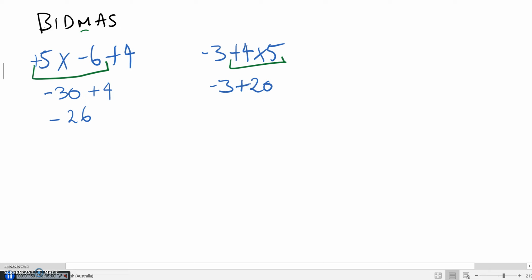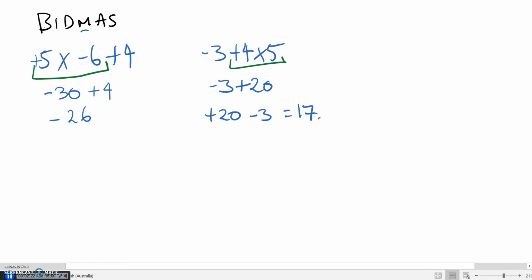Now, -3 plus 20, sometimes you might look at it and think that's a bit hard, particularly on a number line, trying to draw that up and work out where you're going. So we can just reverse it. Positive 20, because the plus belongs with the 20, and the negative belongs with the 3, minus 3. 20 minus 3 is 17. So that's pretty straightforward.